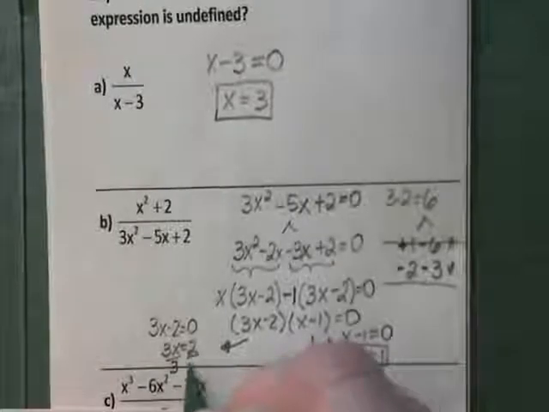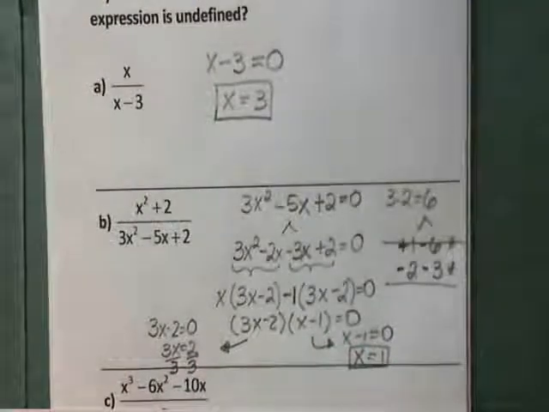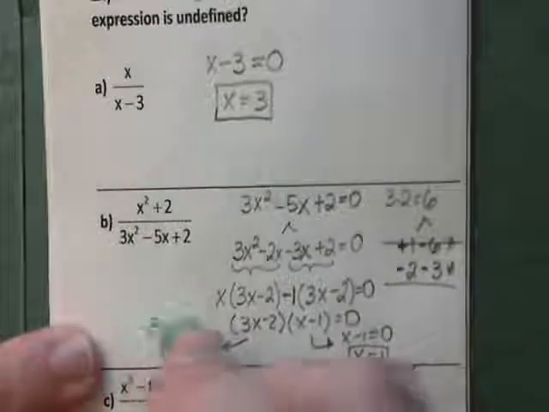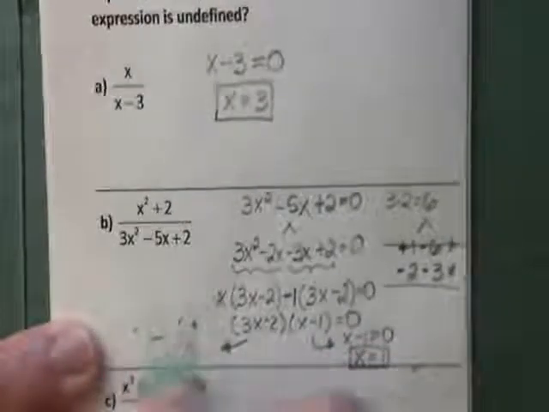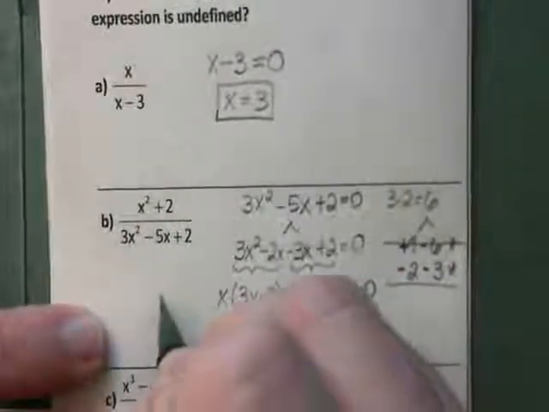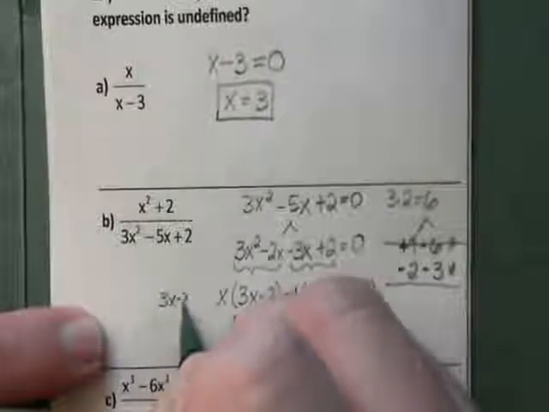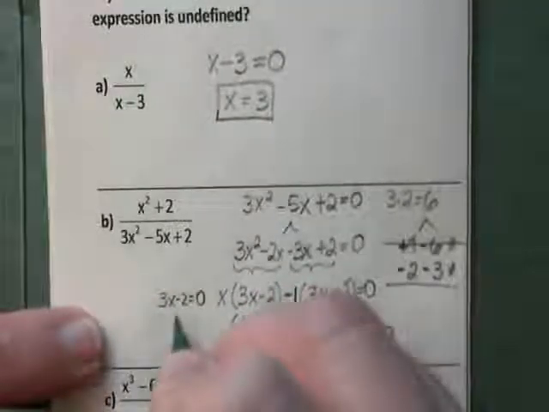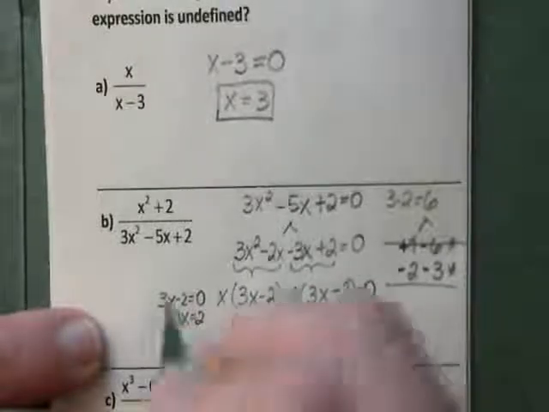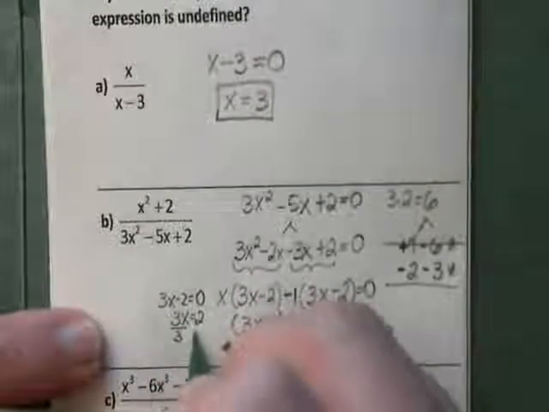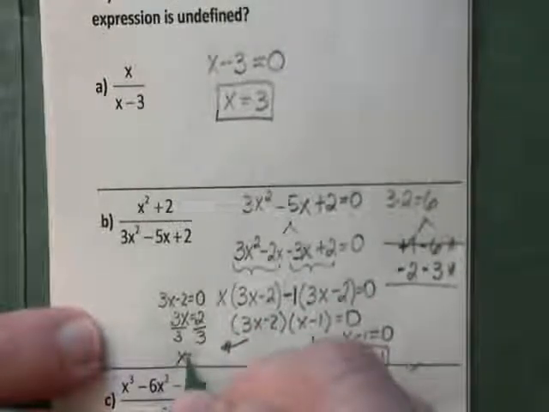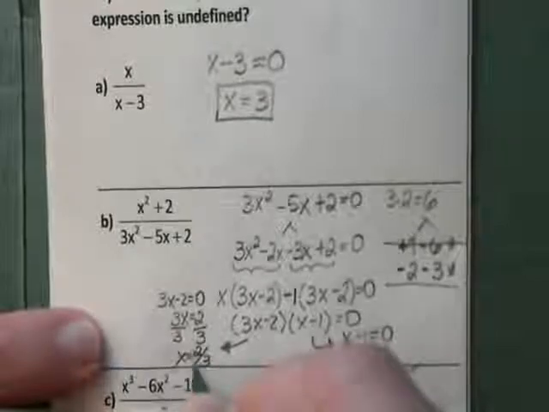Sorry, I'm running out of space here. Let me redo this because I don't have a lot of space. So what I'm going to do is take this 3x minus 2, set it equal to 0, and solve for x. So move the 2 to the other side. Divide both sides by 3. And that means x equals 2/3.